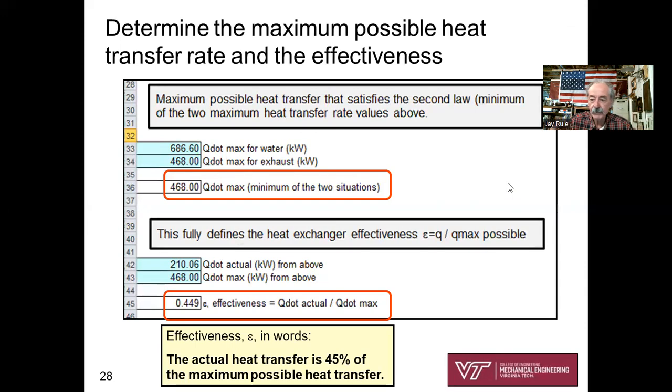We're near the end of our example problem. We've got the denominator of the effectiveness, Q dot max. A couple of minutes ago, we calculated Q dot actual. So the effectiveness is 210 divided by 468, or the effectiveness is 45%. And so for this example heat recovery situation, we have a heat exchanger that has a 45% effectiveness. And that's our answer. Okay.